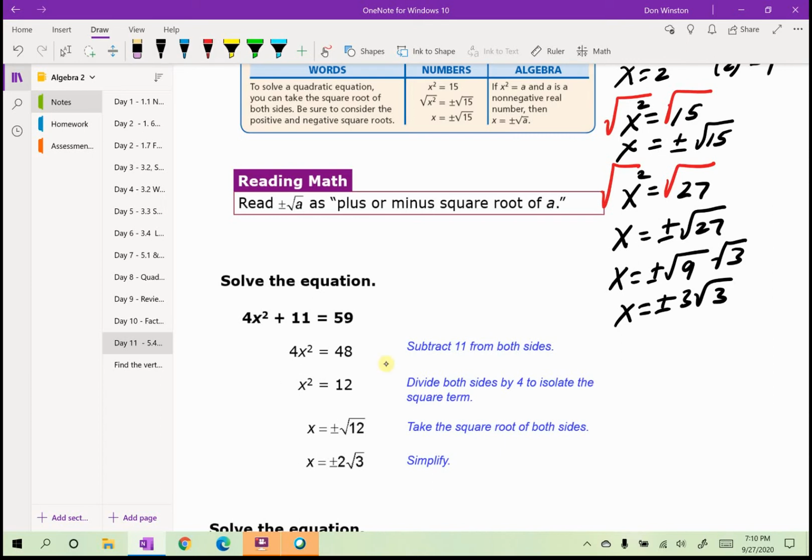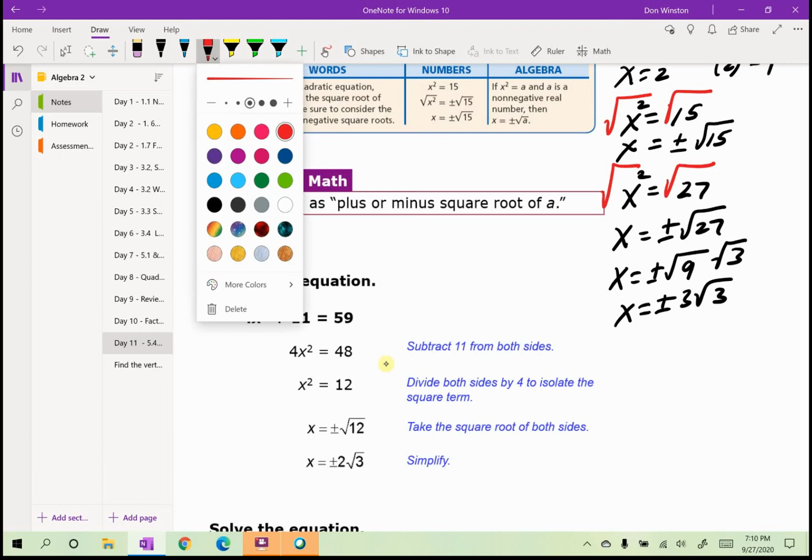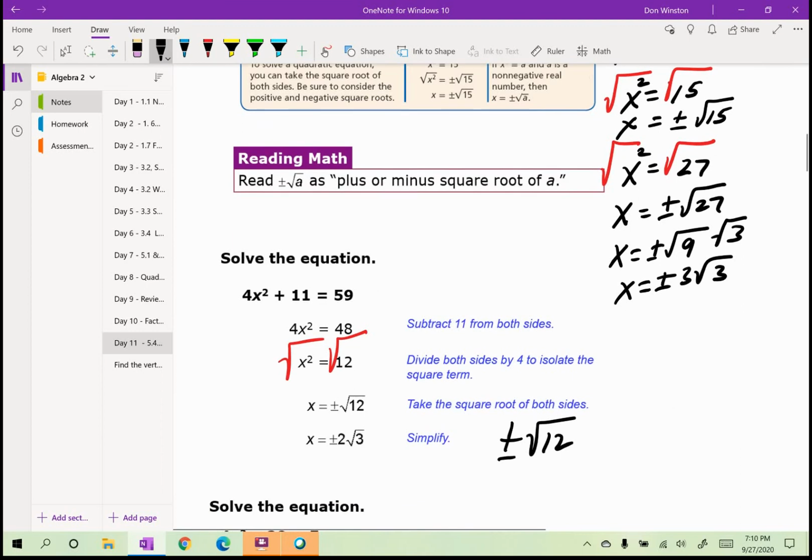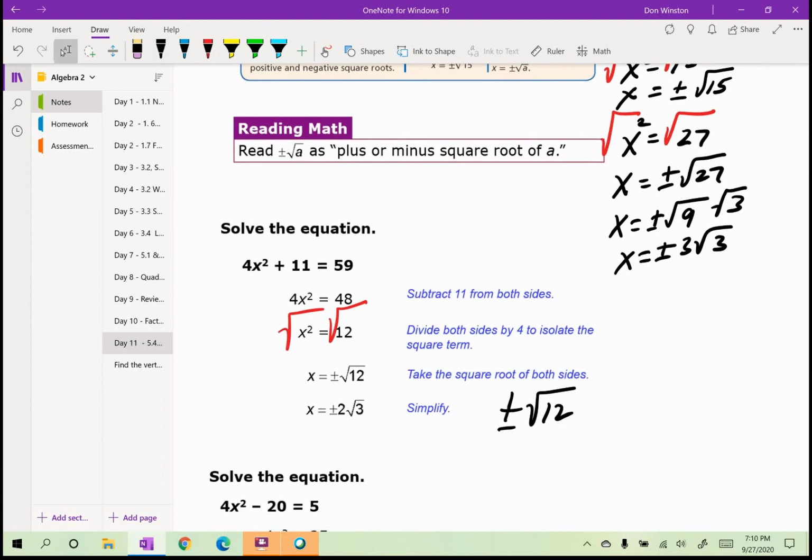Okay, so when we took the square root of both sides, we got x is equal to plus or minus root 12. Well, the largest perfect square factor of 12 is 4, so this would be plus or minus root 4 times root 3, which will be plus or minus 2 root 3, which is the answer they had.